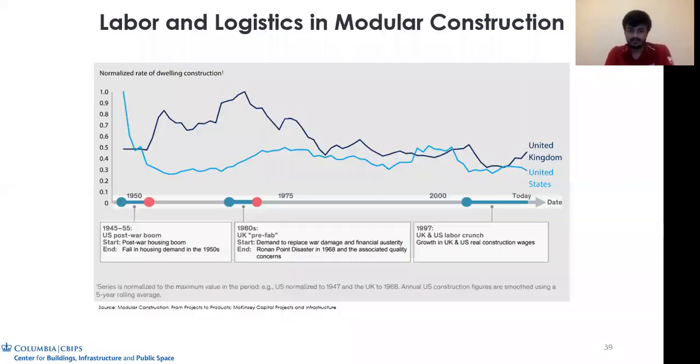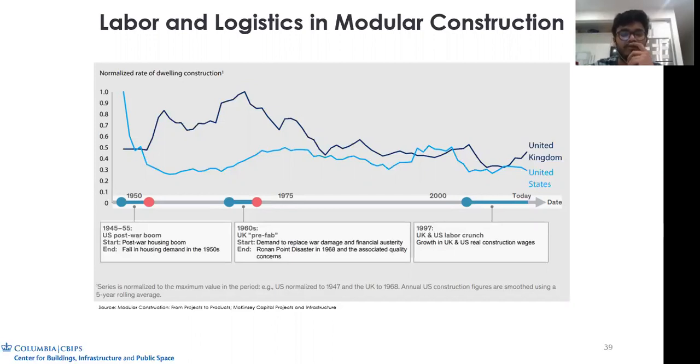Next slide, please. So now Bhumit will explain more on the labor and the logistics challenge in modular construction. Thank you. Before getting into the labor and logistics parts of modular construction, I would like to talk about this particular graph that we came across. This is a graph which shows the normalized rate of construction as time passes in both USA and UK.